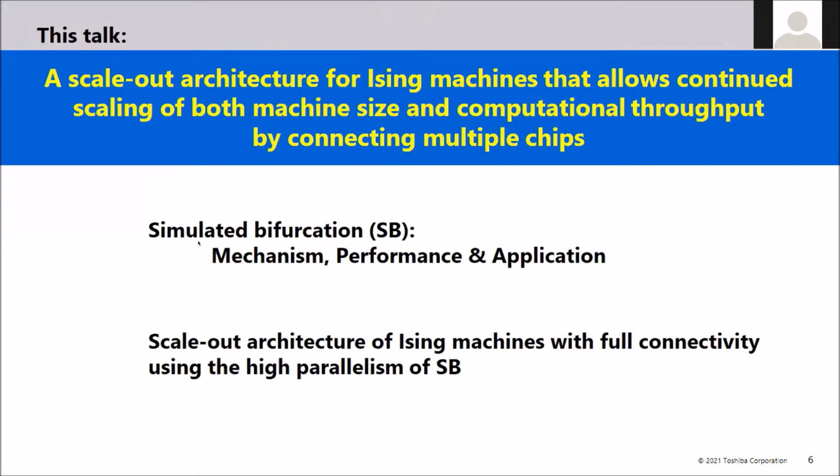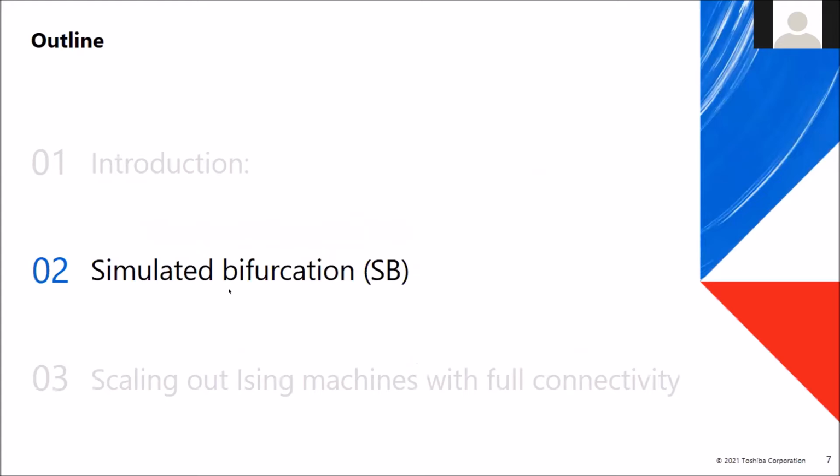In this talk, I'd like to talk about a scale-out architecture for Ising machine that allows continuous scaling of both machine size and computational throughput by connecting multiple chips. First, I quickly review the mechanism, performance, and application of SB, and then move to the scale-out architecture. To the best of our knowledge, this is the first study reporting a scale-out architecture for the Ising machine with full connectivity, with all-to-all spin-spin coupling.